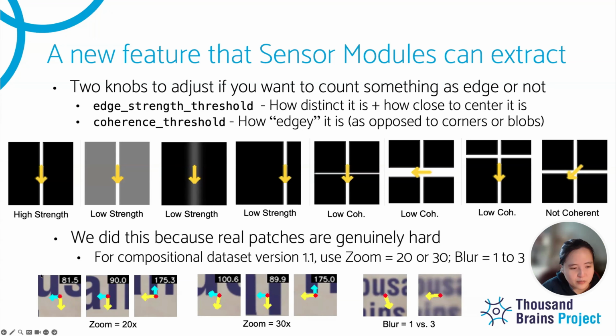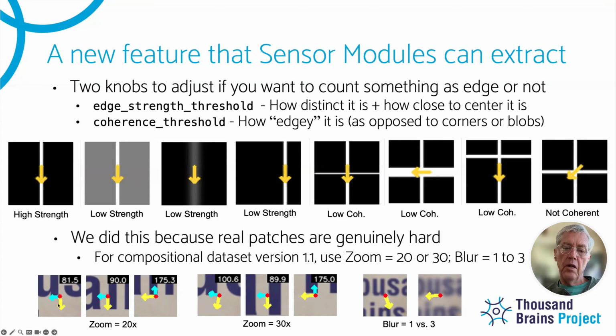Yeah, so each of these squares is one patch that Monty would see in a single step. So this is our straw world patch. And what does the blue arrow represent? Ignore the blue. The yellow is where the edge is. The blue is for the perpendicular of it.